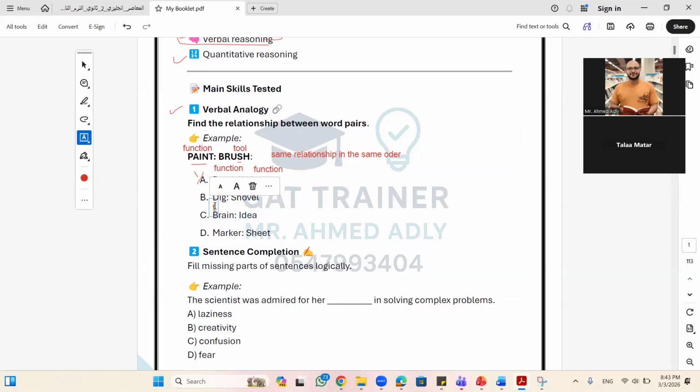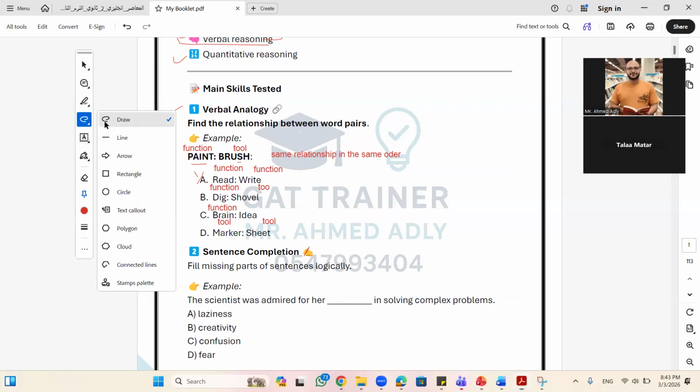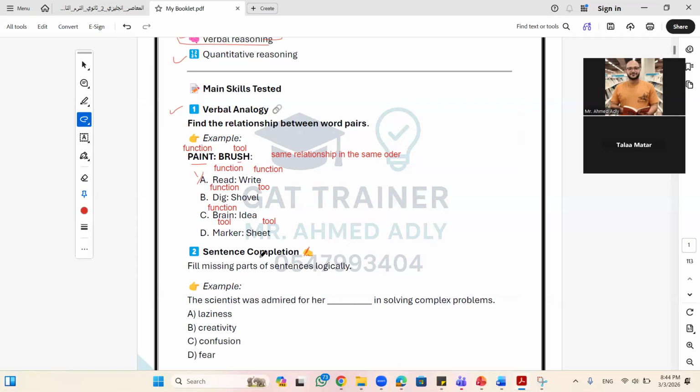Brain, all right, this is a function. Of course, a tool is not an idea, by the way. It's not a tool. Nope. Marker, this is a tool. And this is sheet. I think sheet is another tool, by the way. You don't have to make assumptions saying that, yes, we use a marker to write on a sheet. But here we don't have write. We have sheet. So what is the best option here? Dig and shovel. Yeah, perfect. So it's clear here, dig and shovel.